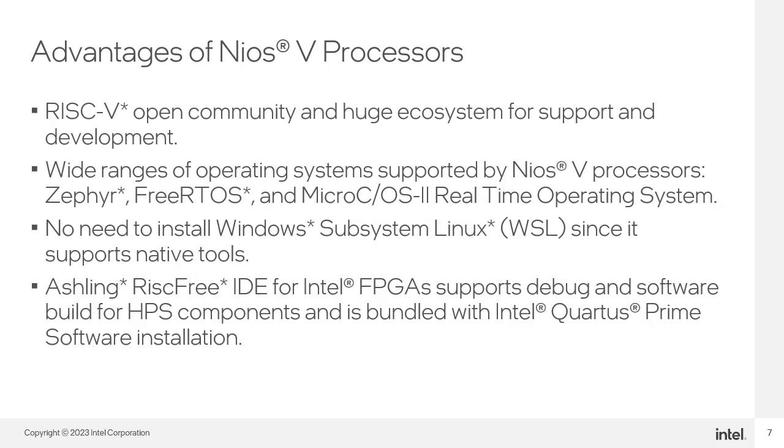Some of the advantages of Nios V processors include the RISC-V open community and huge ecosystem and support, a wide range of operating systems supported, and no need to install WSL. The Ashling RiscFree IDE for Intel FPGAs supports different capabilities for debug and software build, bundled in supported Intel Quartus versions. To know more about Ashling RiscFree IDE for Intel FPGAs, you can read our user guide in the link provided in the resources.